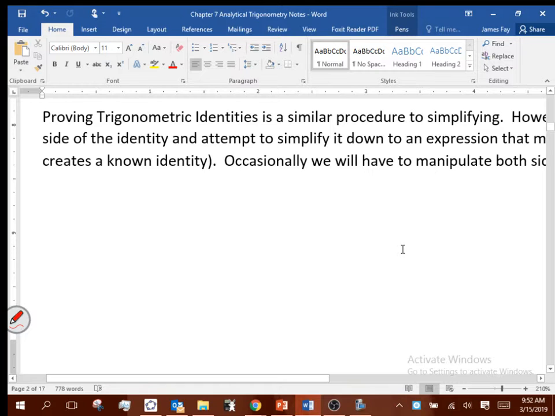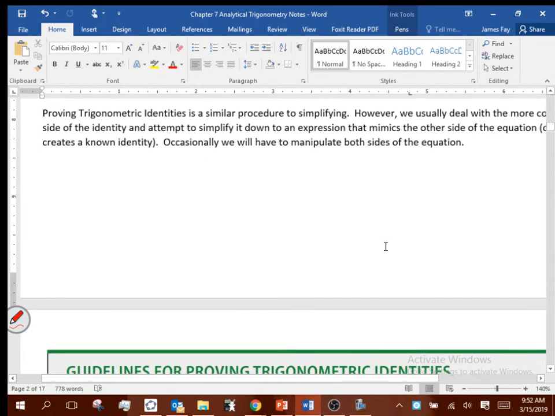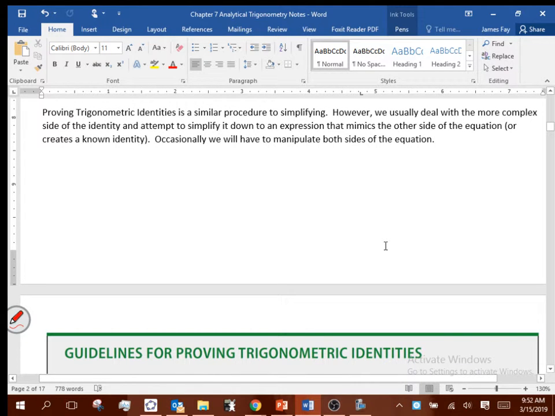What eventually happens, we're not going to do any more examples, we don't have time, but I do want to kind of explain this process, or this type of problem, and then on Monday we'll pick up and start doing these. It says proving trigonometric identities is a similar procedure to simplifying. We just simplified the left-hand side of an identity, or the right-hand side of an identity, okay? It says, however, we usually deal with a more complex side of an identity and attempt to simplify it down to an expression that mimics the other side of the equation and creates a known identity, okay?